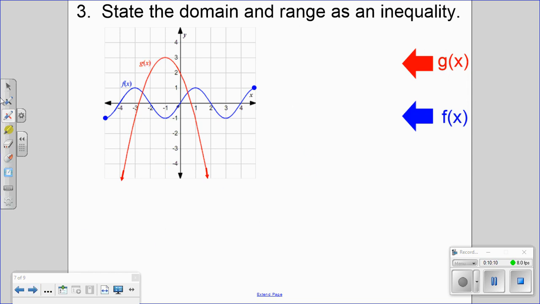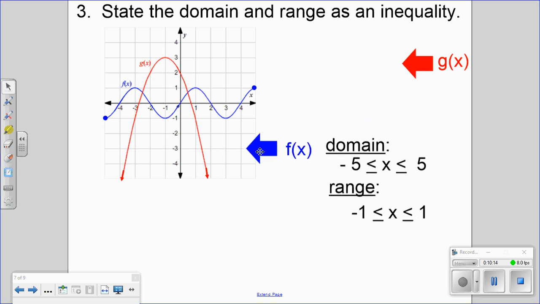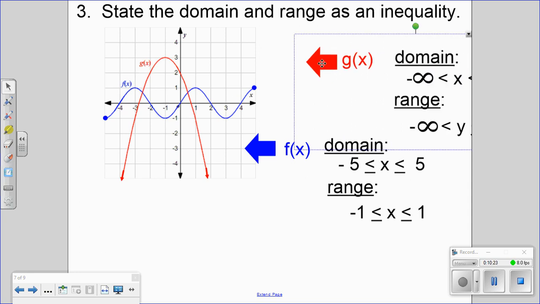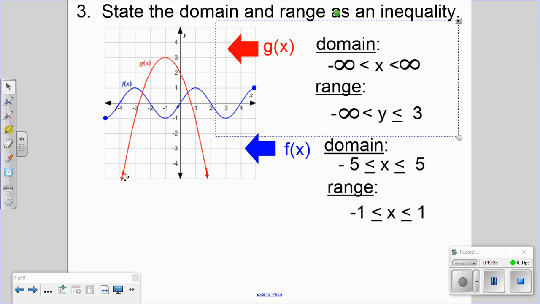Stating the domain and the range here, again, when we want to state the domain, we're going from left to right. So here it would be -5 to 5. The range would be -1 to 1. And then for our other graph, our domain is negative infinity to infinity, because the arrows are telling me that it's going forever in both directions. And then for our range, if we're going from bottom, it's negative infinity, but it stops at 3.